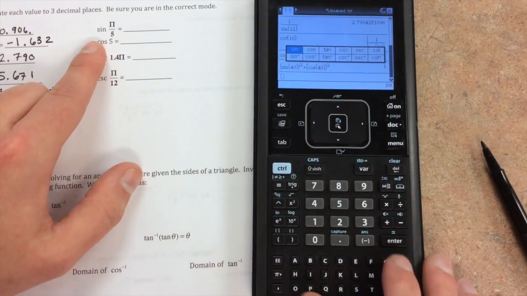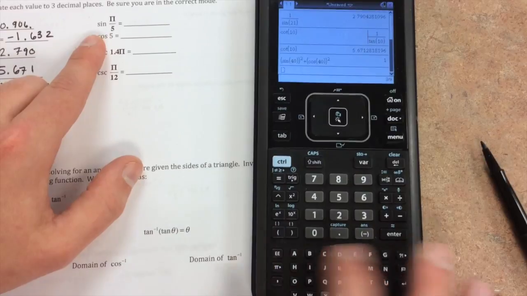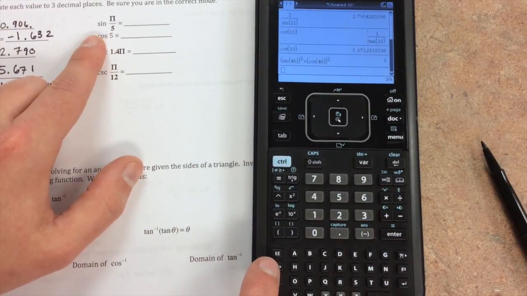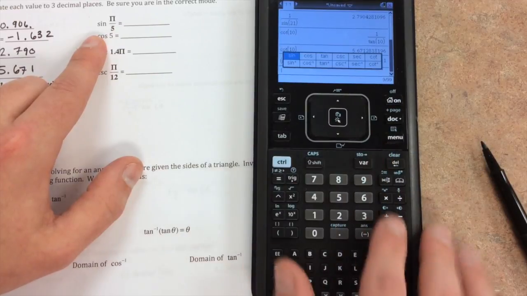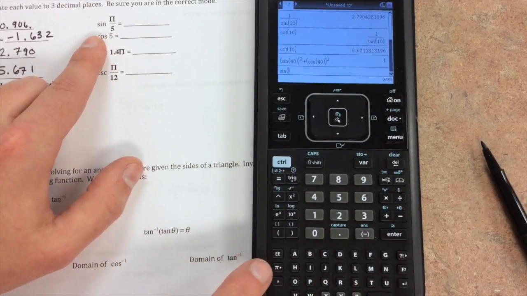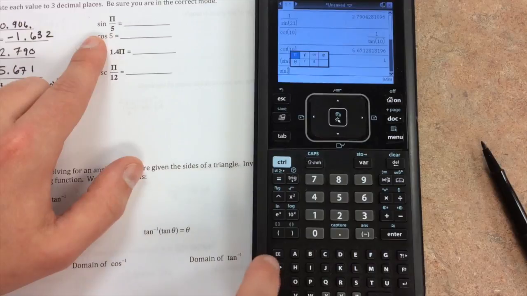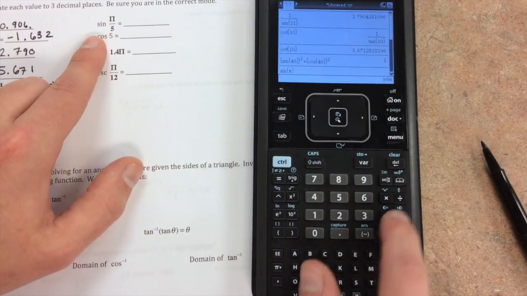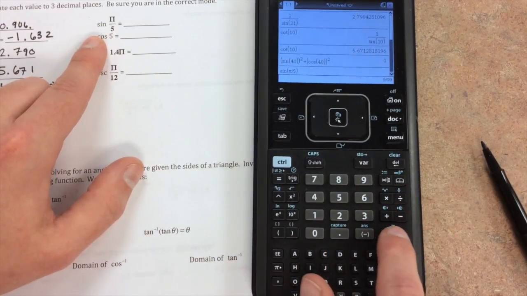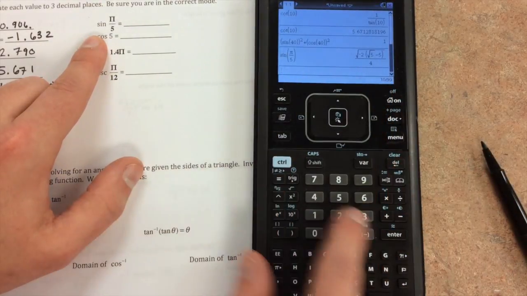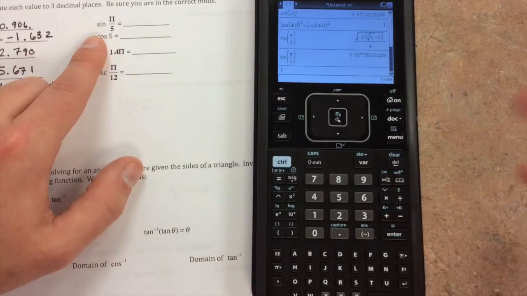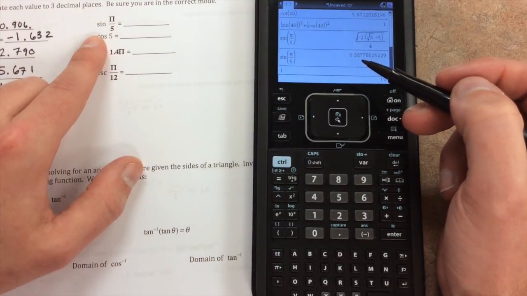We go to trig. There's sine. Now I want to show you this button right down here next to the h. That's our pi button. We can hit divided by 5, enter. That's a really weird number, but if I hit control enter, I get 0.588.